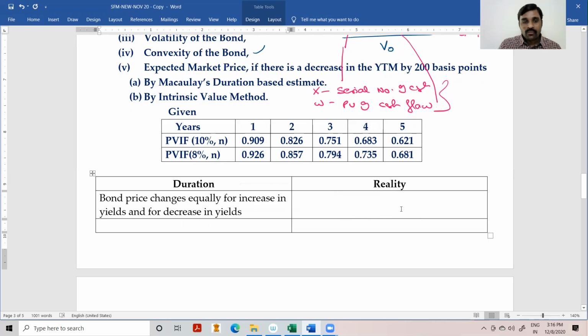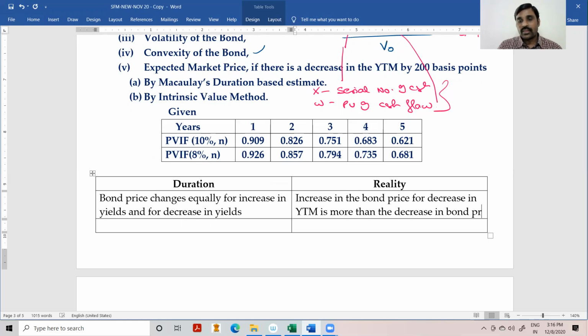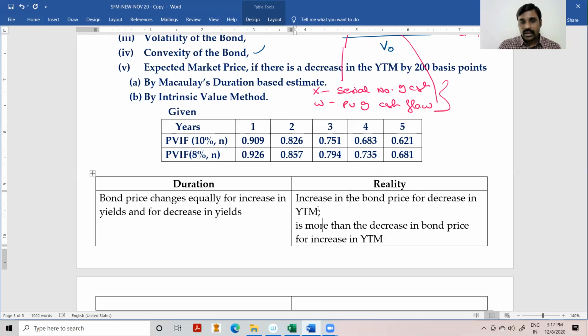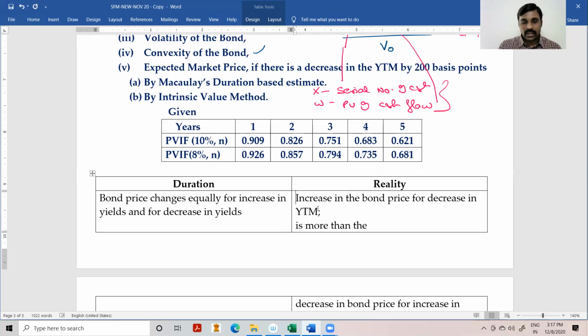In reality, the increase in the bond price for a decrease in yield to maturity is more than the decrease in bond price for an increase in yield to maturity. This is the point. You can take out this point.